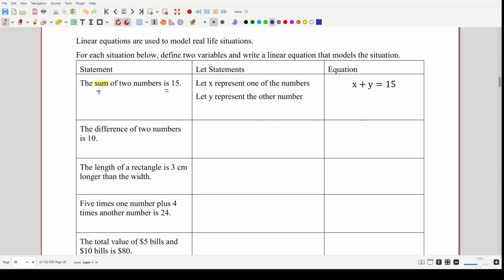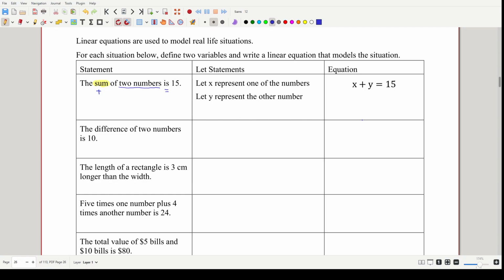So what are our variables? Well, it's the two unknown numbers, whatever these numbers are. So let's think about these let statements. Let x, just some variable name. We can use whatever letter we want as long as it's clear. Let x represent one of the numbers. And let y represent the other number.